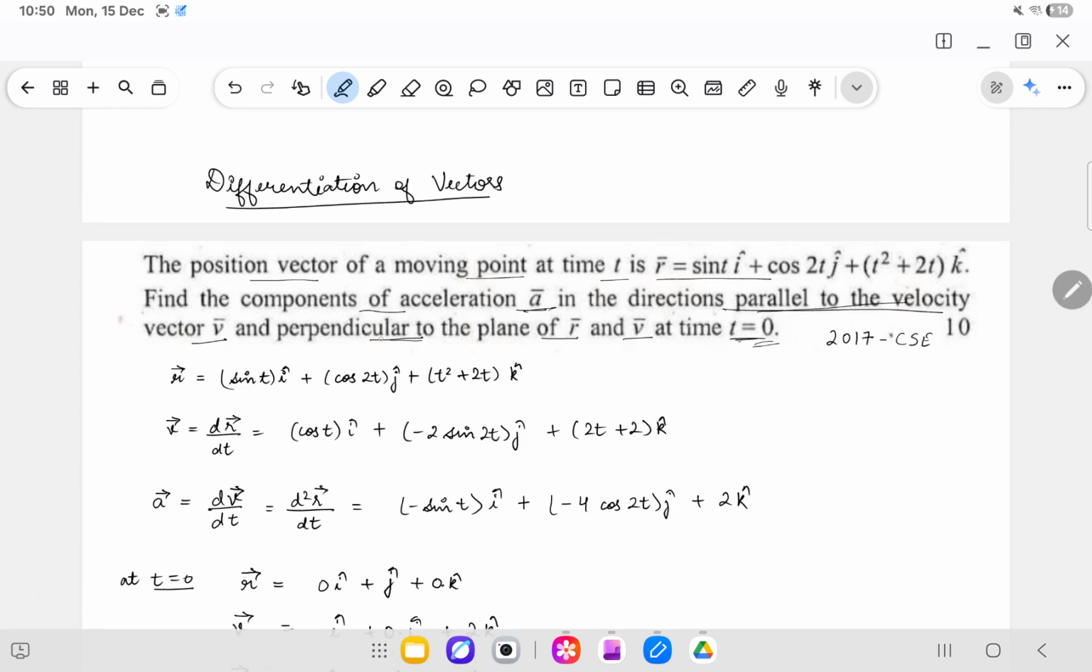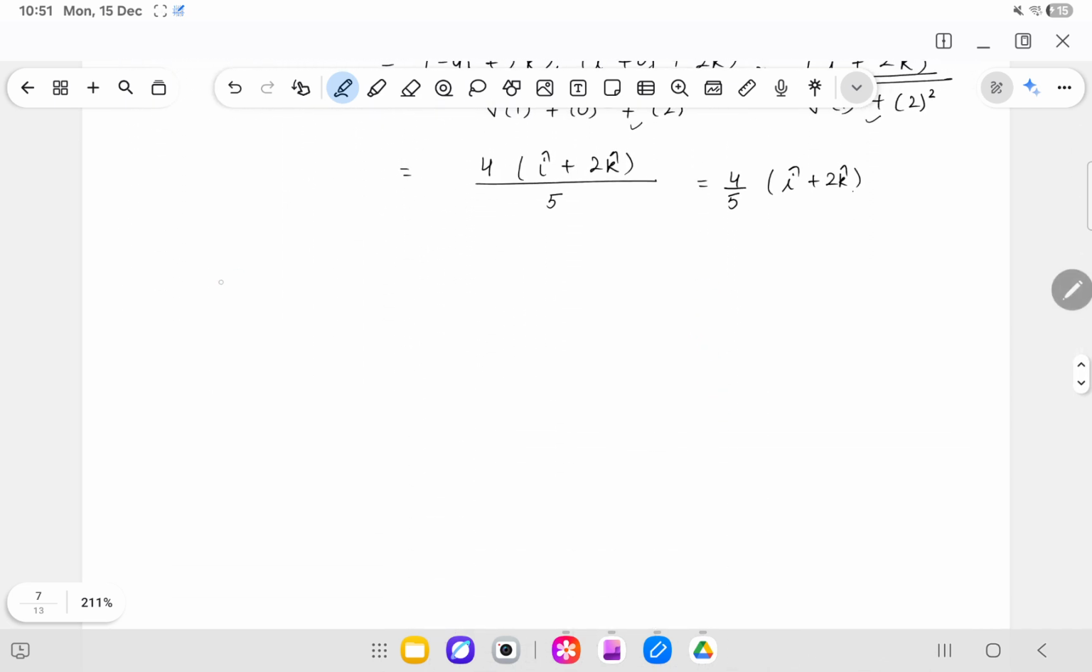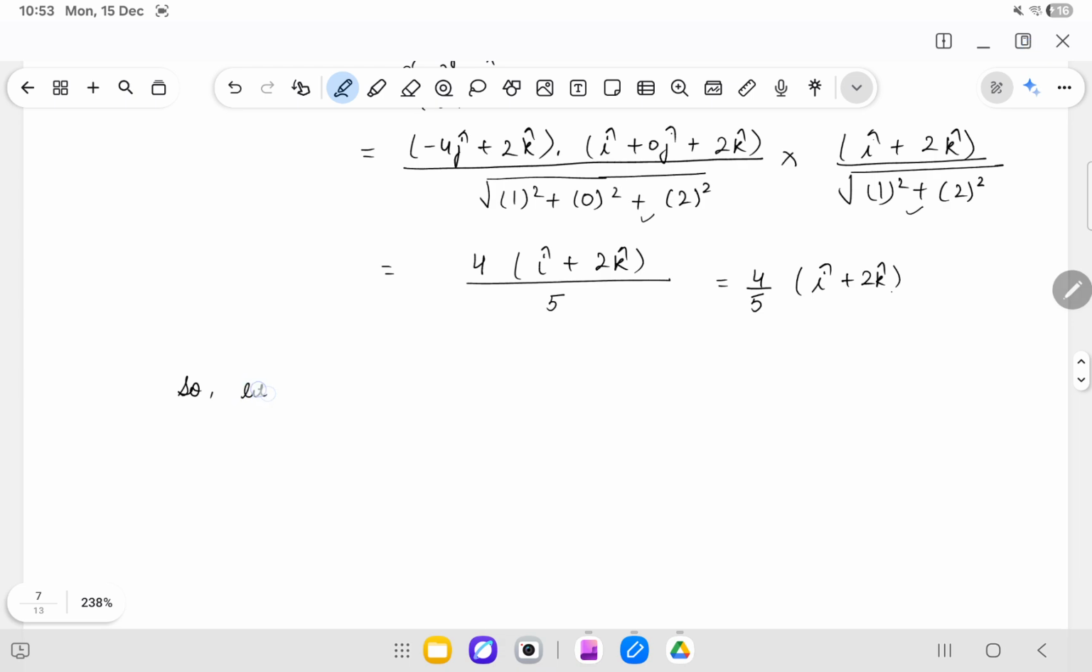Now another thing that we were supposed to evaluate is the component of acceleration in the direction perpendicular to the plane of r vector and v vector at time t equals 0. So first we need to evaluate the direction which is perpendicular to both r vector and v vector. So let w vector be a vector in the direction perpendicular to both r vector and v vector at time t equals 0.